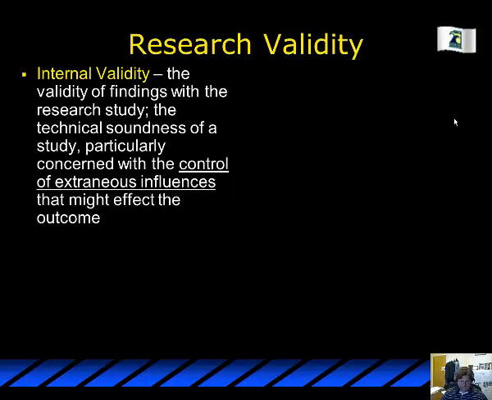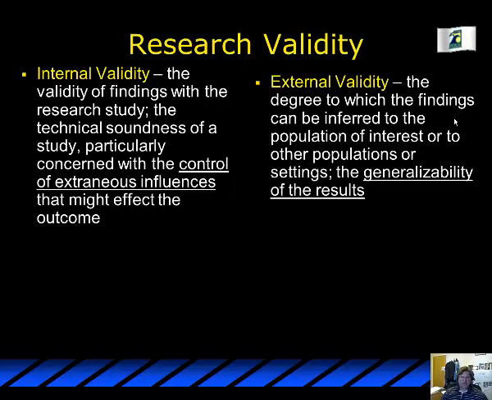And we'll look at this as we move through this lecture. External validity refers to the degree to which the findings can be inferred to the population of interest or other populations or settings. It refers to the generalizability of the results. Can we generalize our findings in our research study to other groups and other situations? If we control the threats to external validity, then we can say with some kind of confidence that we can do that.